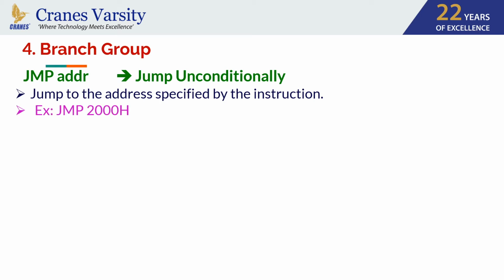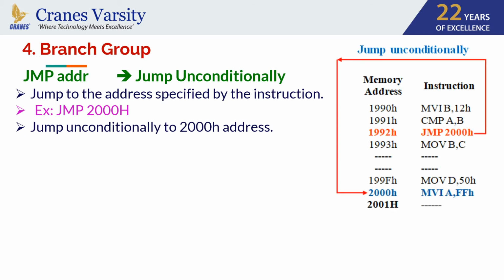For example, JMP 2000. That means the microprocessor is going to jump the control from where it is executing to the address you specify in the instruction. For example, JMP 2000 means the control will jump to the address 2000. So here I am taking one example, JMP 2000.